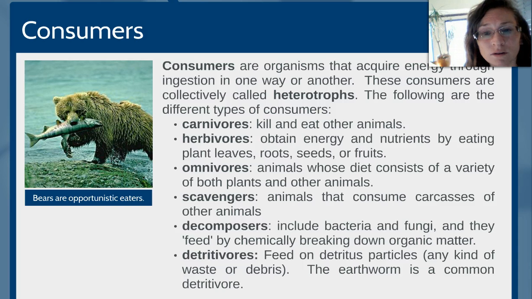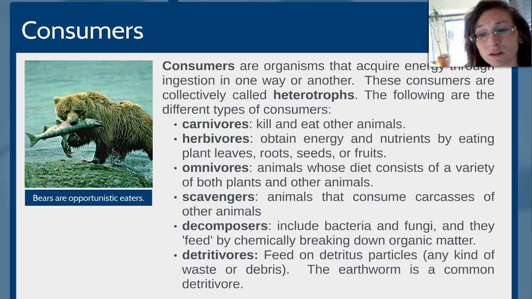You have carnivores, they kill and eat other animals. Herbivores, they obtain energy and nutrients by eating plants, leaves, roots, seeds, or fruits. Omnivores are going to do both. Okay, they'll eat some animals and they'll also eat some plants, so they do both.